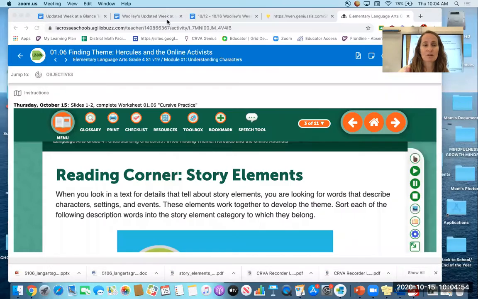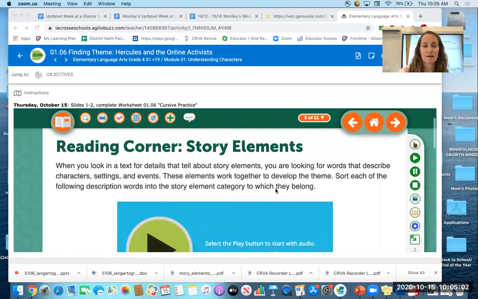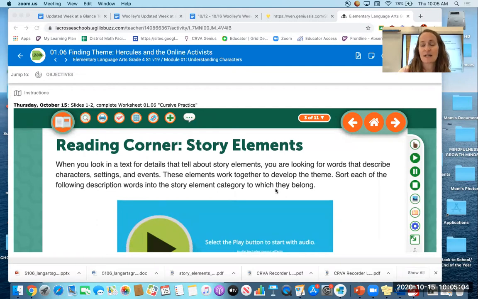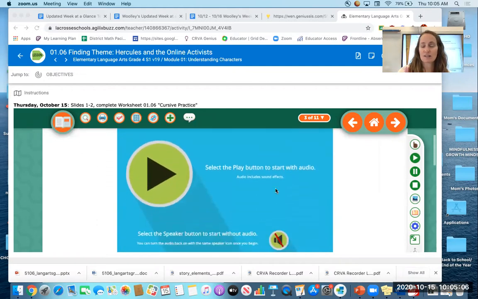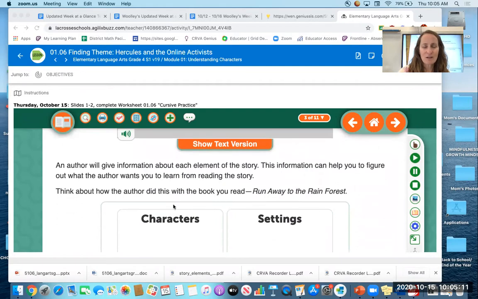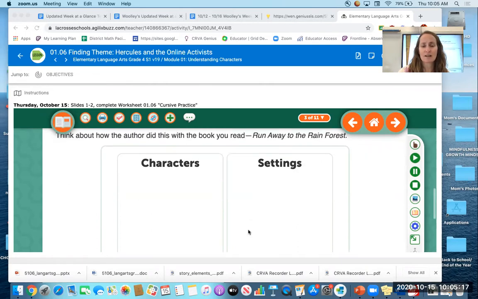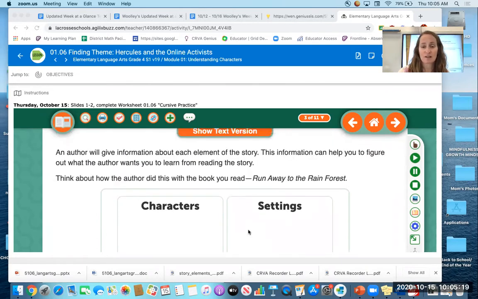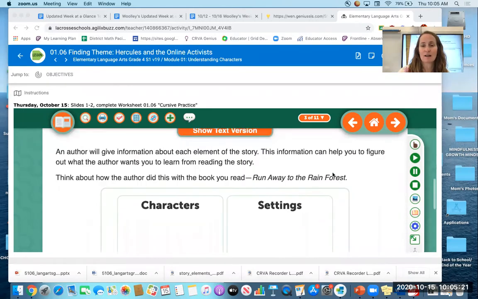So let me share my screen with you. Your job for Monday is slides 3 and 4. So this is slide 3. Once again, we're reviewing story elements and looking in the text for details that tell you about those story elements. You're going to do this on your own. I'm not going to do that with you. Now down here it says, think about how the author did this with the book you read. There's nothing for you to do right here. It's just a review of the elements, boys and girls. So don't worry about anything right there.